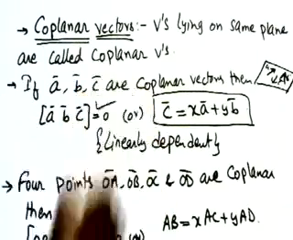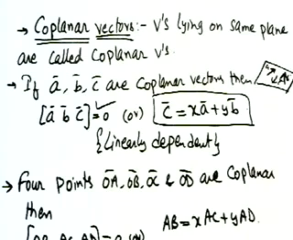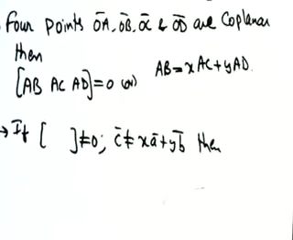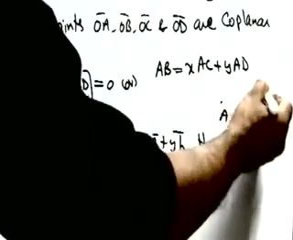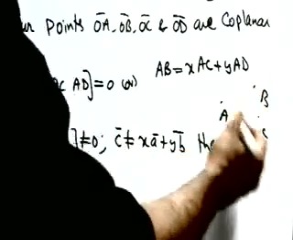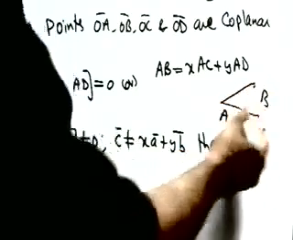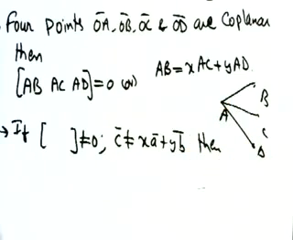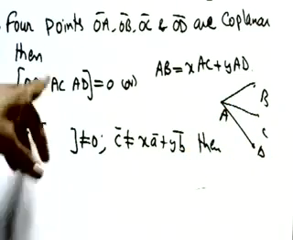Generally we use the determinant condition for coplanar vectors. We find the determinant of box ABC. If its value is 0, then we say the vectors are coplanar, or linearly dependent. But sometimes, in place of three vectors, they will give four points. So first we have to change the points into vectors. Suppose we have points A, B, C, D. First we have to find AB, AC, AD. Then we use the same condition.